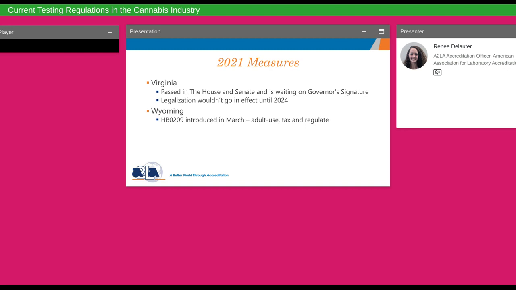In Wyoming, HB 0209 was assigned on March 2nd. This bill would legalize possession, homegrown, and sales for adults, as well as establish a regulatory framework for licensing, tracking, and taxation.